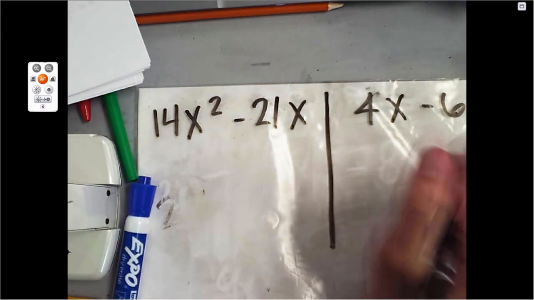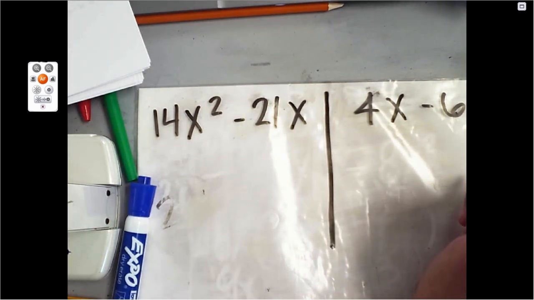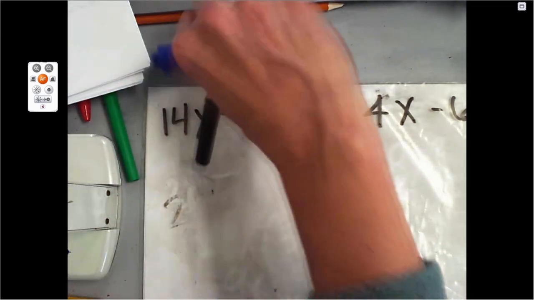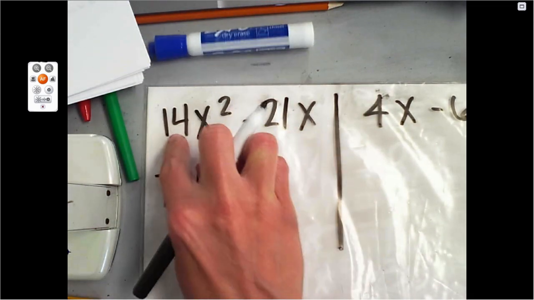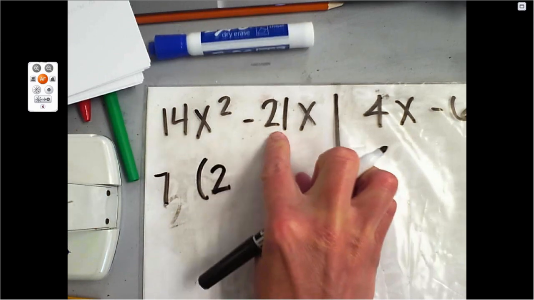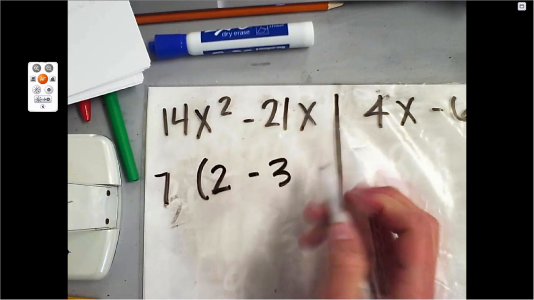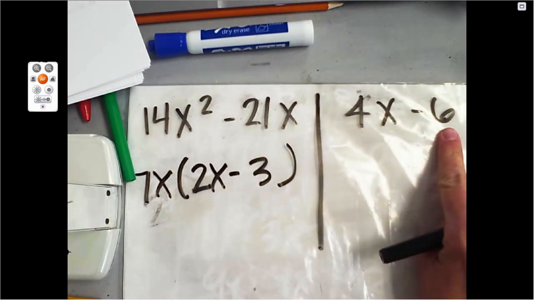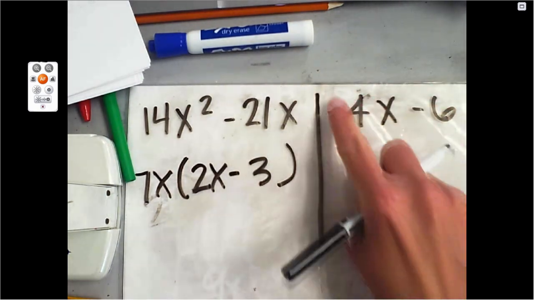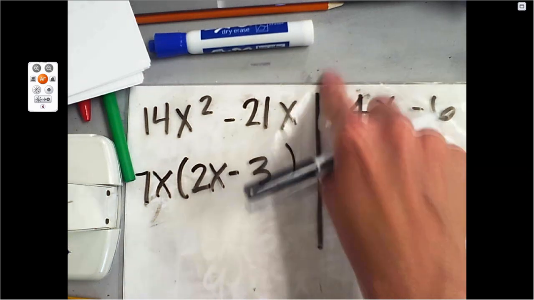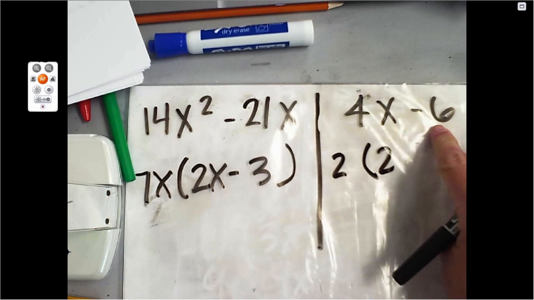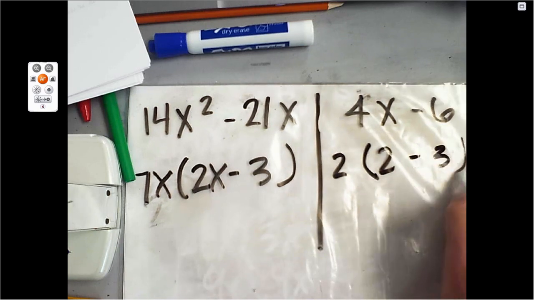Okay. Y'all be quiet, please. Guys, stop talking. What goes into 14 and 21? 7 does. 14 divided by 7 is 2. 21 divided by 7 is 3. x, x. Then 4 and 6. This doesn't have a minus there, so you don't bring a minus down. It was positive. So 2 goes into that. 4 divided by 2 is 2. 6 divided by 2 is 3. And I'll leave the x there.